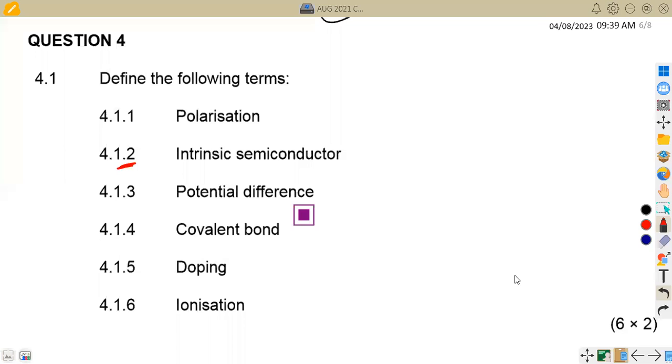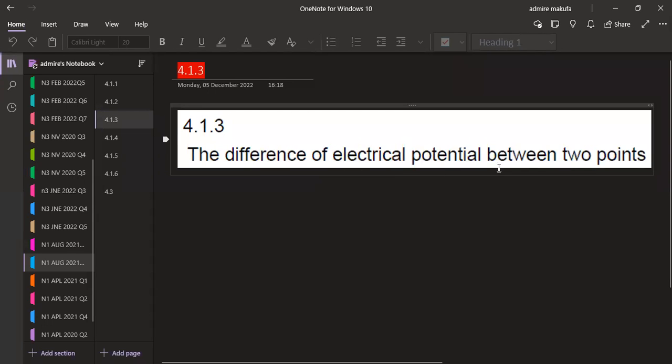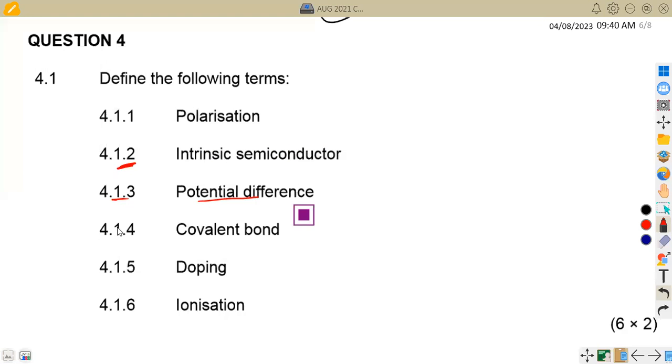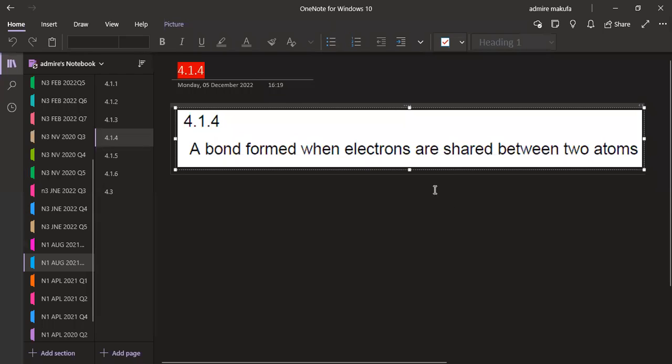And the other part of the question is 4.13, the potential difference. What do we understand by the term potential difference? The potential difference can be given as the difference of electrical potential between 2 points and is measured in volts. All right, so that is what you're given in this case. On another part, 4.14, the covalent bond. What are we referring to as the covalent bond? It is a bond that is formed when electrons are shared between 2 atoms. So that is what you are given in this case.